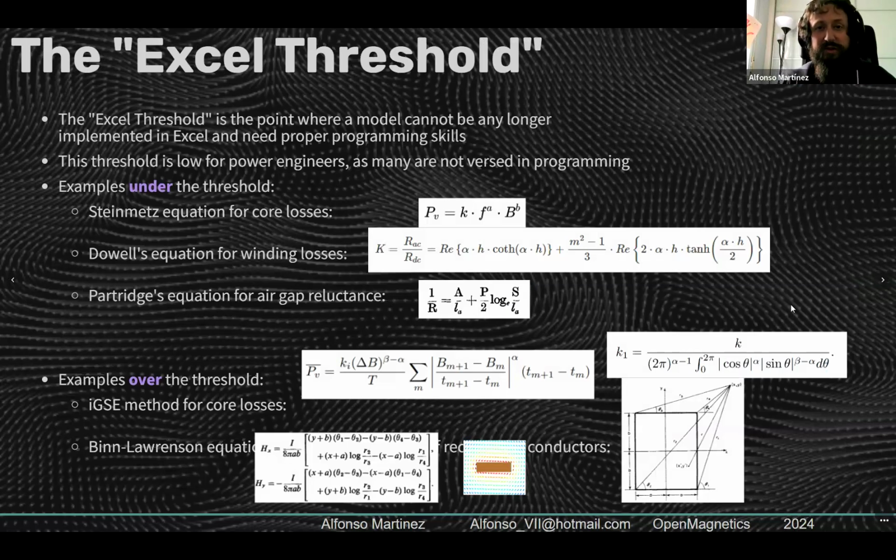We engineers use it to calculate stuff. But we differentiate the models that are under the threshold as the ones that can be implemented in an Excel cell, like Steinmetz, Dowell, or Partridge. And then we have the ones that are over the threshold, like the improved generalized Steinmetz or the Bean-Lorenzo, that basically calculate the magnetic field for rectangular wires and the leakage inductance and all that. But they are not difficult or complex. It's that you cannot just put them in a formula in Excel.